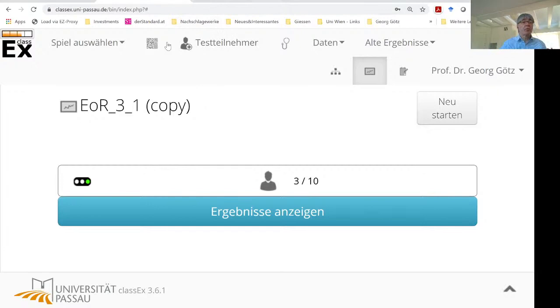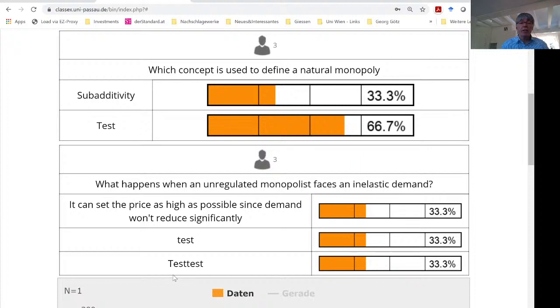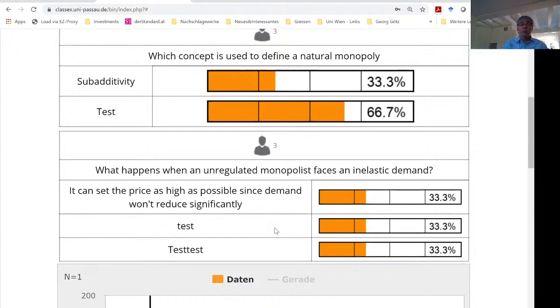I would want to go back to the lecture right now. Actually, I could just look at what you wrote. Oh, everyone. Great, at least one is sub-additivity, that's great. "It can set the price as high as possible since demand won't reduce significantly." So these are two perfect answers.